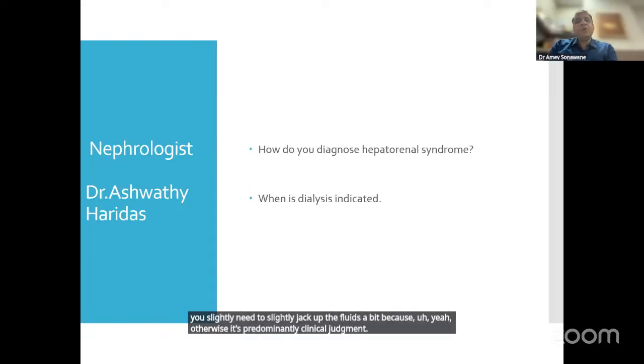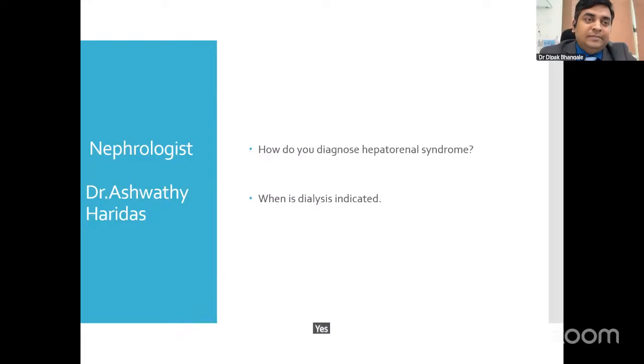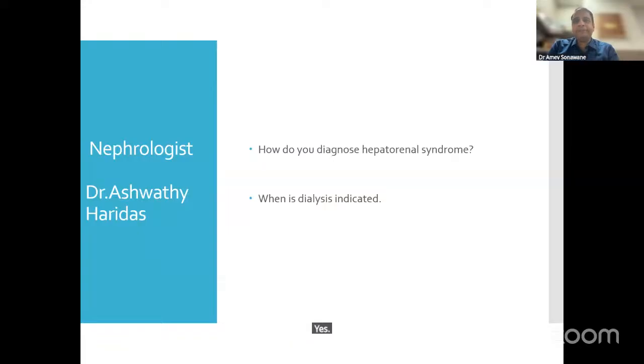And if in the ICU, as Dr. Deepak rightly said, the IVC monitoring and the B lines in the ultrasound can help us differentiate between fluid overload and a normal volemic state.